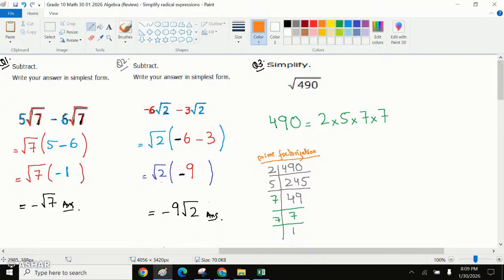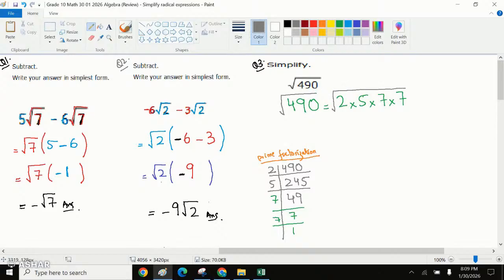Okay, so once we have found these values, once we have the prime factors, we apply the radical on either side. Can we find a pair of similar numbers? Yes, we can find a pair of similar numbers, and that pair would be 7, right? So whenever we have a pair, we take out the pair as an individual number. We take out 7 because we have a pair. And what is left inside of the radical?